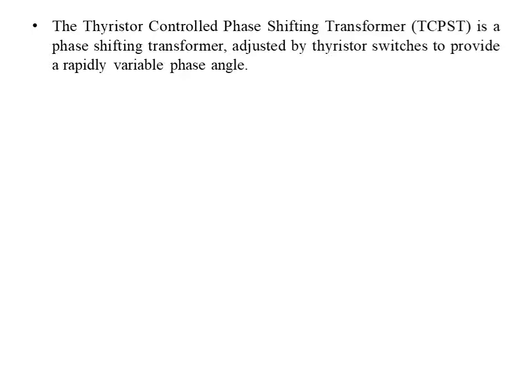Here the phase shifting of the transformer is adjusted by thyristor switches. That is, by controlling the switching of the thyristor, we can have a variable phase angle, and due to the variable phase angle, we can control the excitation voltage, or we can control the voltage. And by controlling the voltage, we can control the phase quadrature between voltage and current. And by controlling the phase quadrature, we can control the reactive power flow and active power flow in the system.